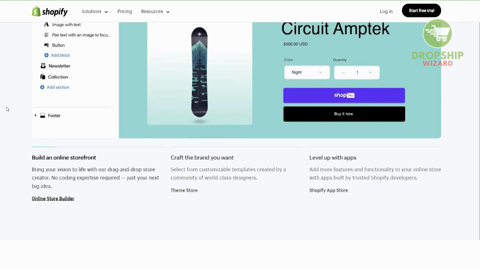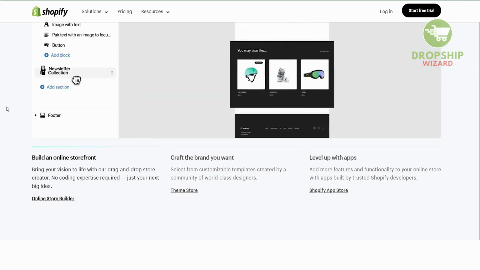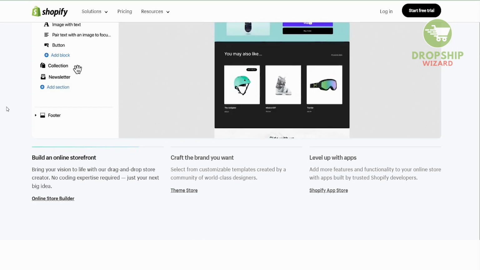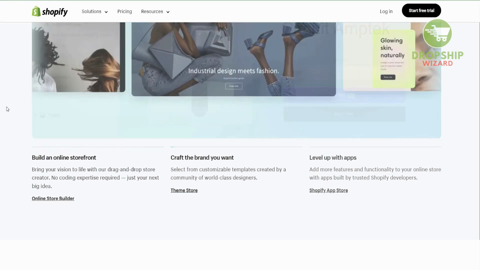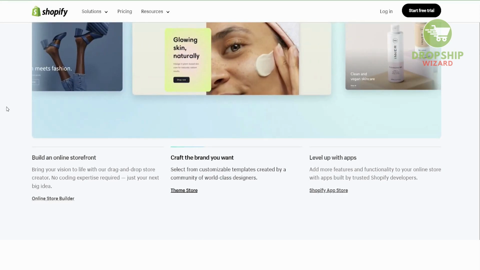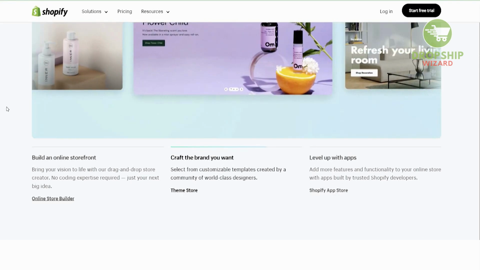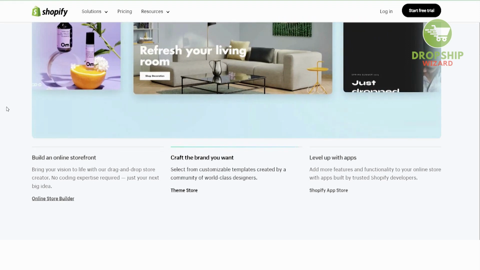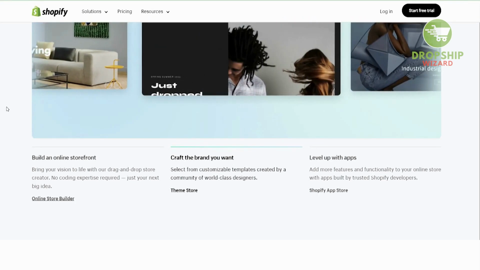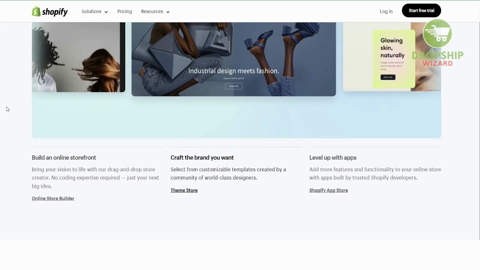You can build an online front store very simply by dragging and dropping with the store creator, and there's no coding expertise required at all, because you can select from customizable templates that are created by a community of world-class designers. And the best thing, guys, is that you can add features and functionalities to your online store with the apps built by trusted Shopify developers.